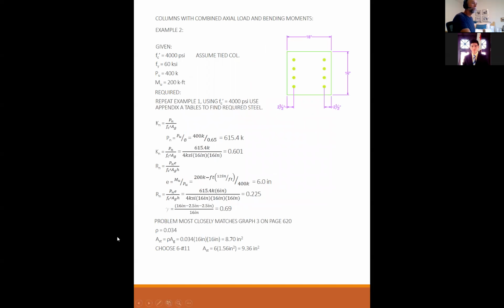So if I go back, I had 0.601 for Kn, 225 for Rn. That's how I interpolated to get 0.034. And then the area of steel is 0.034 times the gross area, 16 times 16, which is 8.7 inches squared. And so if I choose 6 number 11s, I have 9.36 inches squared. Even though I show 8 bars, I have 6 bars, I just put 3 in each row.